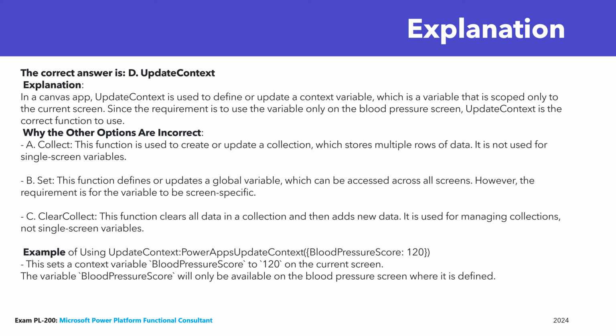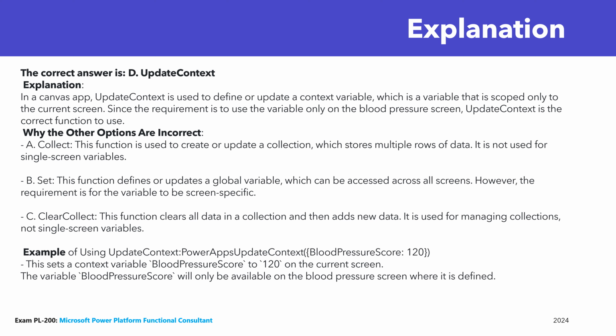The correct answer is D. Update context. In a Canvas app, update context is used to define or update a context variable, which is a variable that is scoped only to the current screen. Since the requirement is to use the variable only on the blood pressure screen, update context is the correct function to use. Why the other options are incorrect.